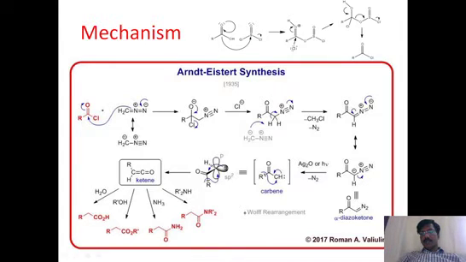Why it is called alpha diazoketone: the diazo group is attached to the alpha carbon, alpha with respect to the keto group. This is keto, and next to this is the alpha carbon, and to this alpha carbon the diazo group is attached. So you can understand this. That's why it is called alpha diazoketone.